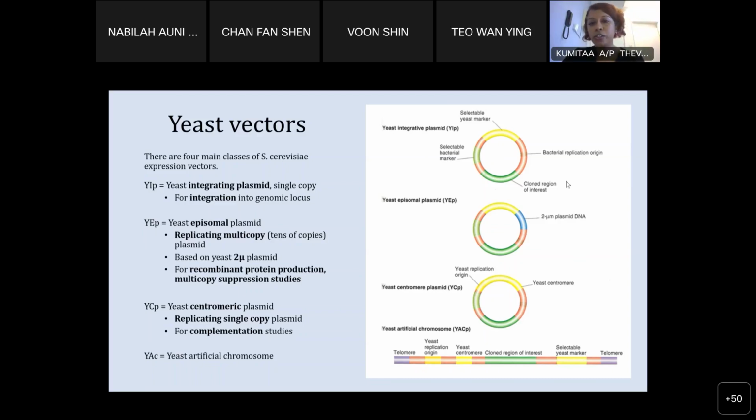If you do look across all the different yeast plasmids, you do see certain similarities. So you do see, for example, they all have a selectable yeast marker. And this is something that you will see across any yeast work that you will possibly do. You do see that some of it has a bacterial replication origin, but some of it don't. Some of it has sort of unique features. For example, with YEP, you see that is a 2-micron plasmid DNA. I'll explain what that means a bit later. And then with YAC, which is the largest out of all these plasmids, it even has things like telomeres, which sort of differentiates it from all the other yeast plasmids.